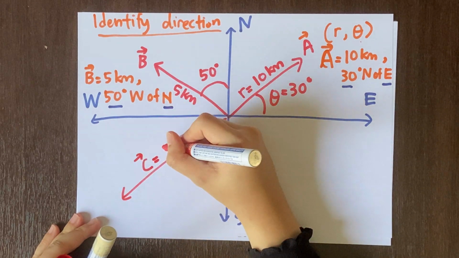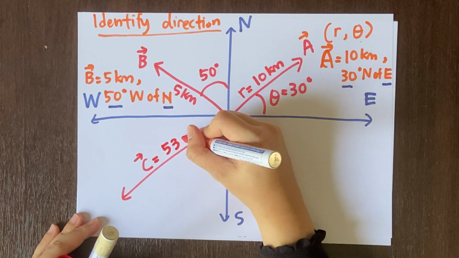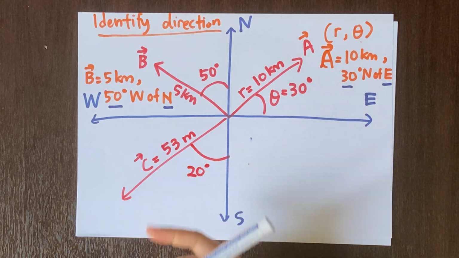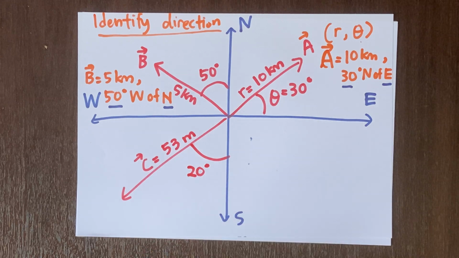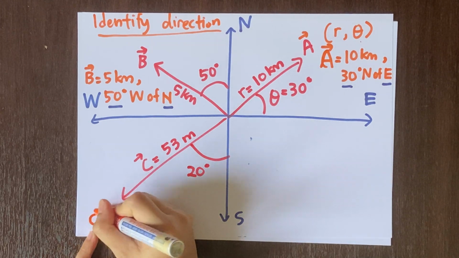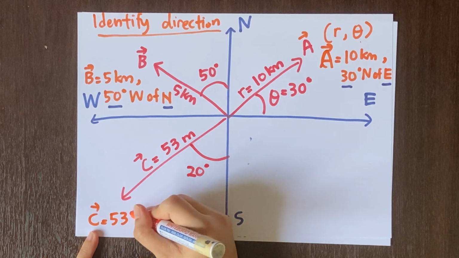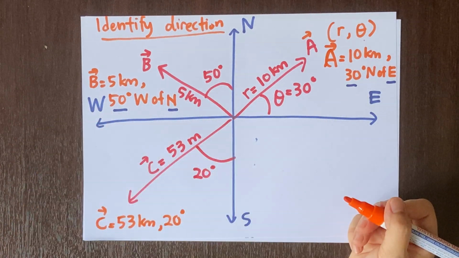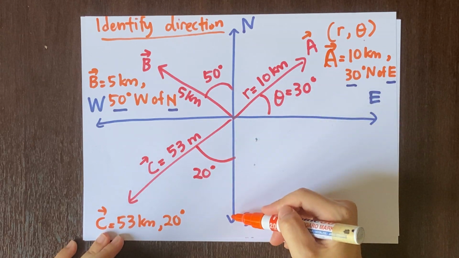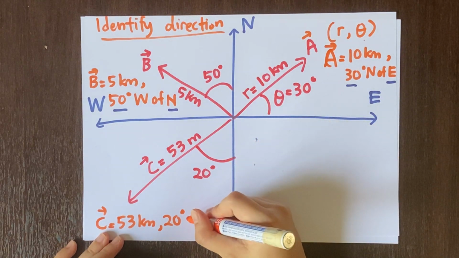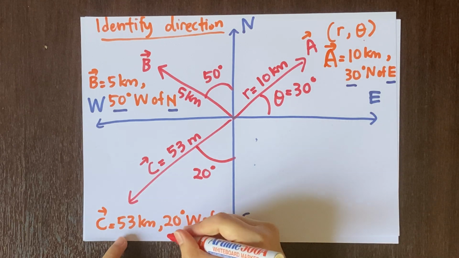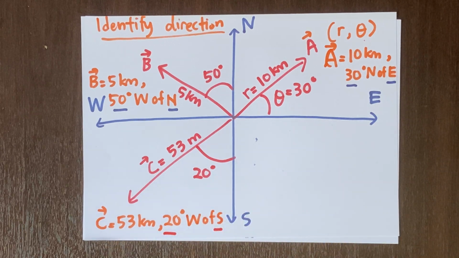Vector C is equal to 53 meter with the angle of 20 degree. How to identify this direction? C is equal to the magnitude 53 kilometer, comma, 20 degree west of south or south of west. 20 degree lies on south, so south should be at the second place, so you should pronounce west first of south. So 20 degree at south. Okay, the last example is quite special.